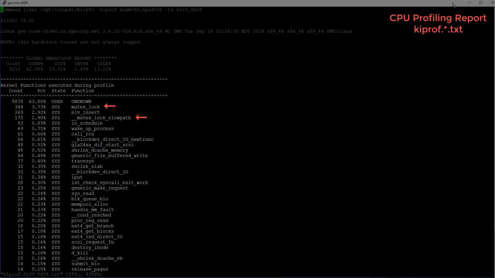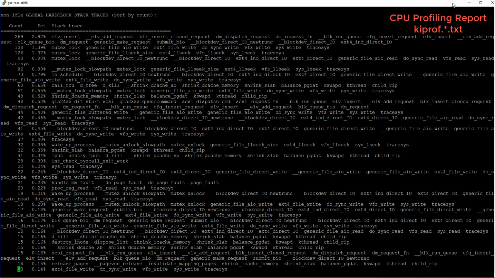In this example, the mutex lock and mutex lock slow path functions represent over 5% of the kernel profile events. While this may not seem like much, the key is figuring out if the CPU usage by the function can be reduced or eliminated. A small system-wide percentage may have a bigger impact to a few key threads in the application. The next section provides a full kernel stack trace where the hard clock events occur.